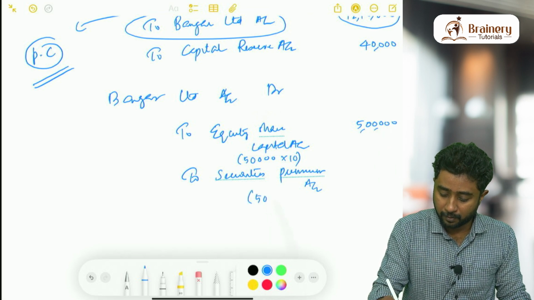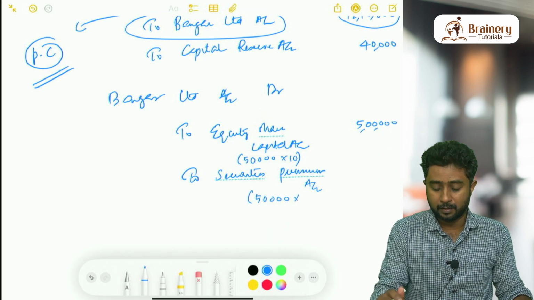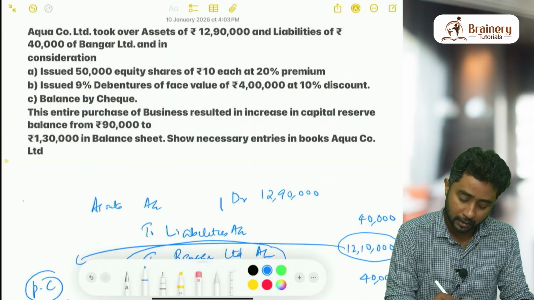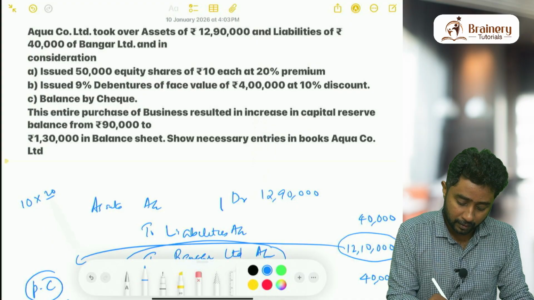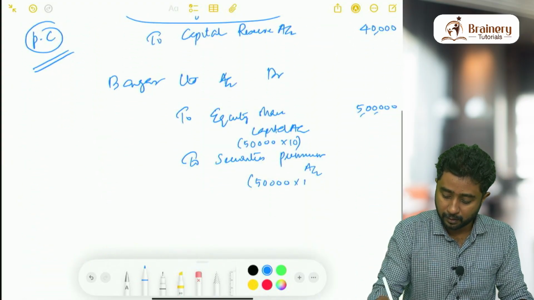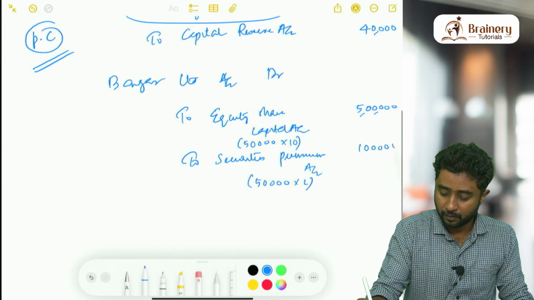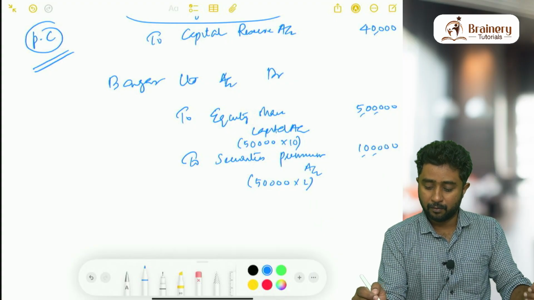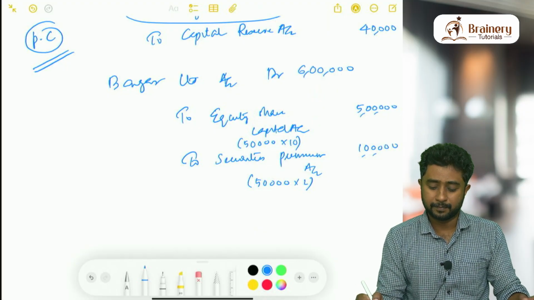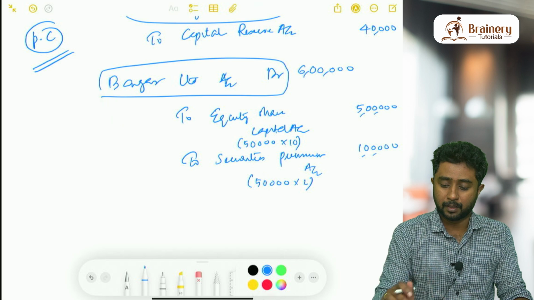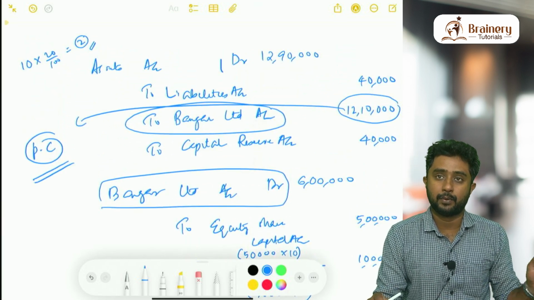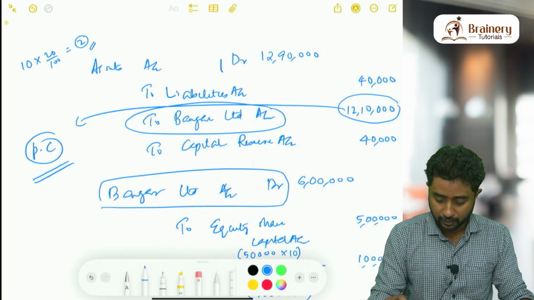Securities premium, we already know the number of shares. Premium we need to find. They are saying 20% premium. 20% of which value? Face value only. Face value is 10. 10's 20%, which will give us 2 rupees. So 2 rupees into 50,000, we'll be getting 1 lakh, and we will be writing 6 lakh here. Okay, that is how we have to write the amount in Bangar Limited. Meaning is what? Out of 12,10,000, we are paying 6 lakh rupees in the form of shares. That is the meaning of this entry.